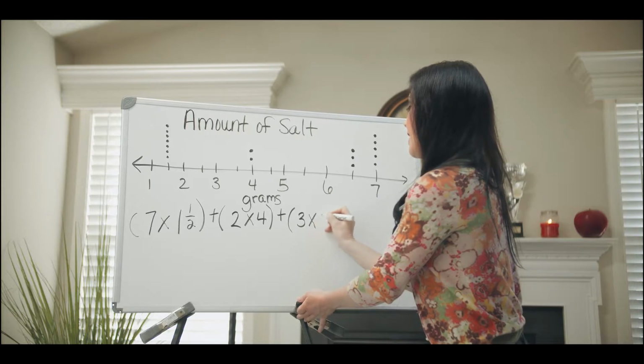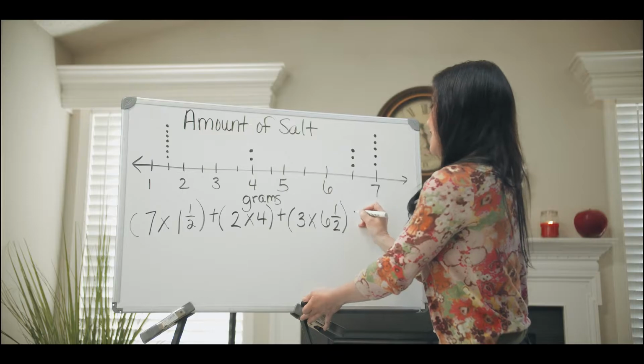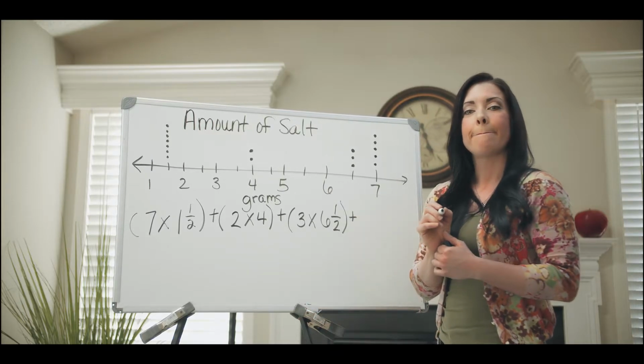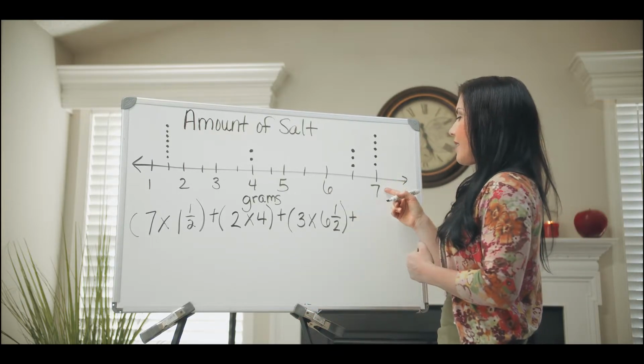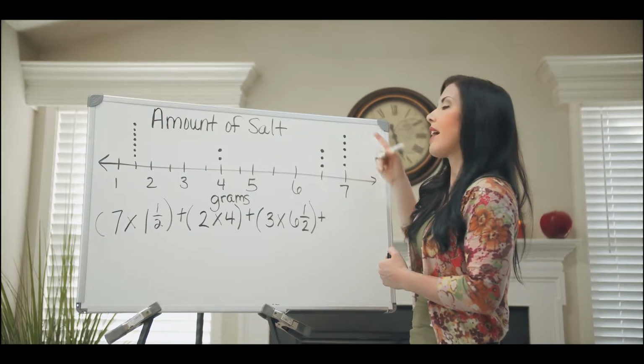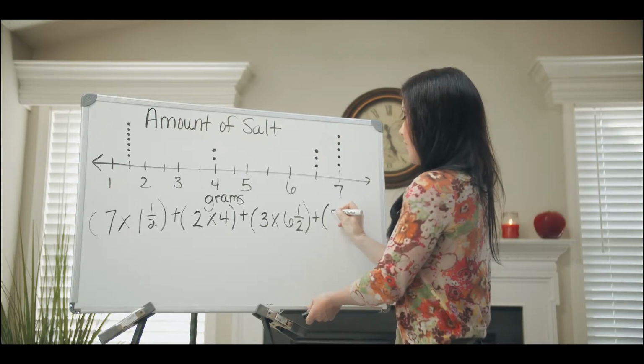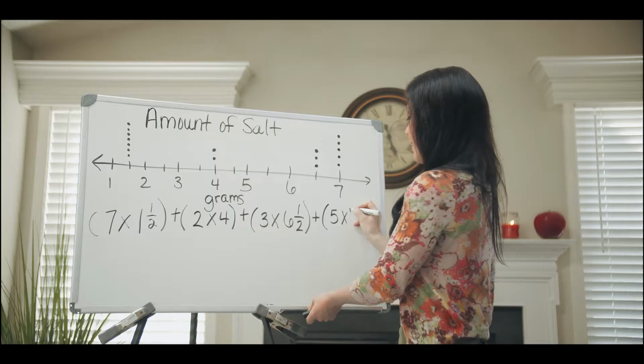3 times 6.5. Okay, my last set of data is over here at the number 7. 1, 2, 3, 4, 5. I have 5 dots at 7. So 5 times 7.